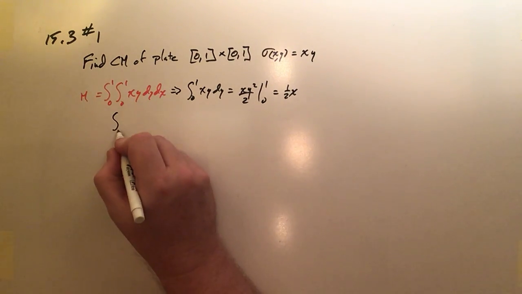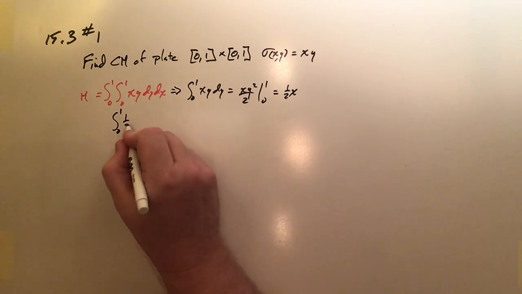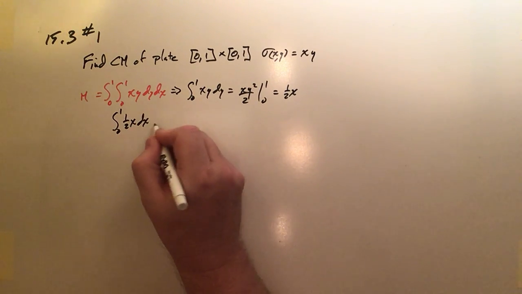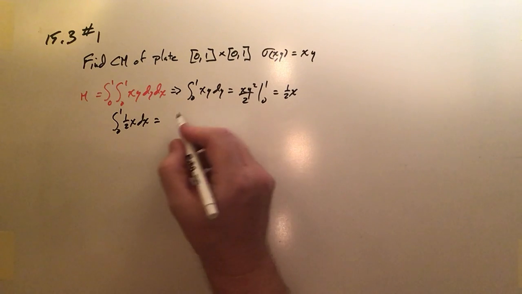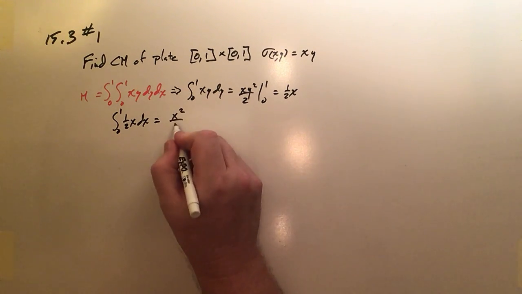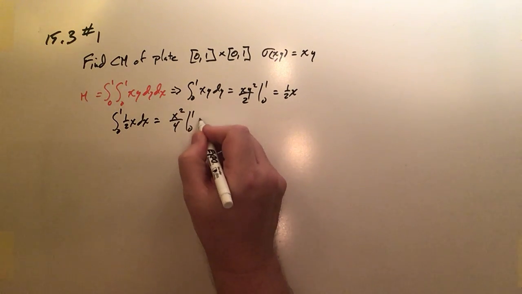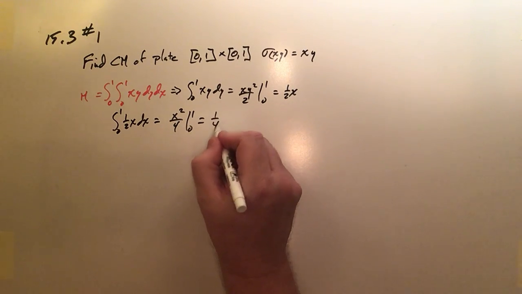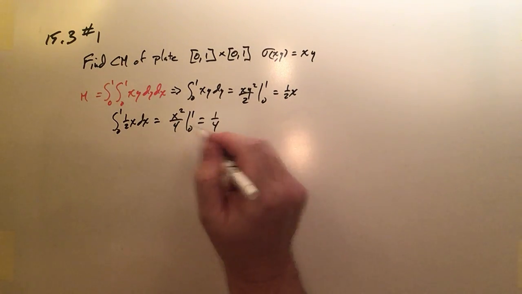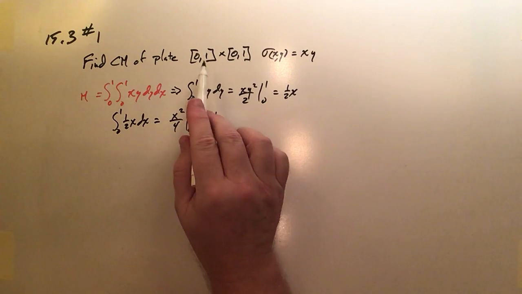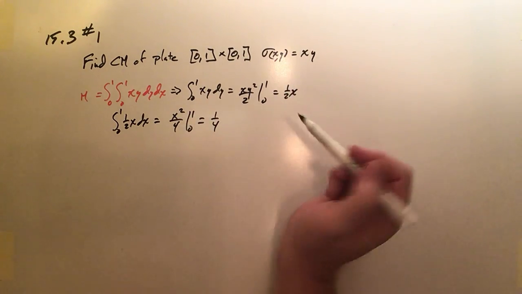So we're integrating now between 0 and 1 of 1/2 x dx. And of course that is x squared over 4 between 0 and 1, or 1/4. So 1/4 turns out to be the mass of this rectangle with this density.